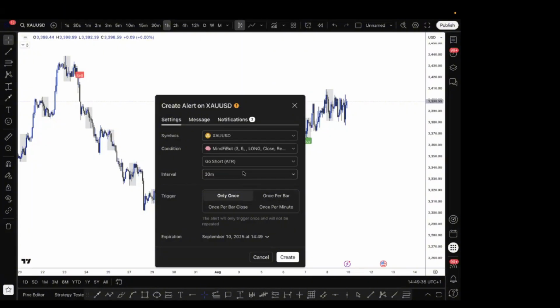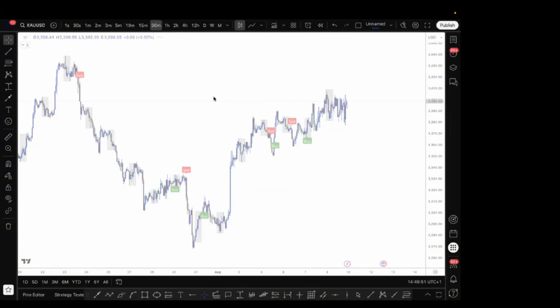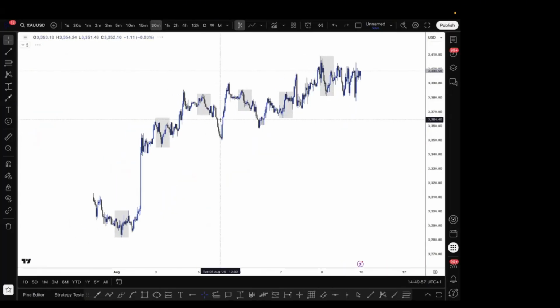So when you do that, like this now on gold, I go short for 30 minutes. When I create it, immediately we have a sell signal on 30 minutes. It will notify me immediately. Wow. Just beeping you, go short, go short. Okay. Thank you so much. It's working like that. Yeah. That's how you do it.